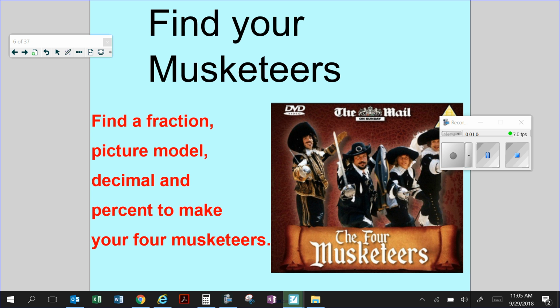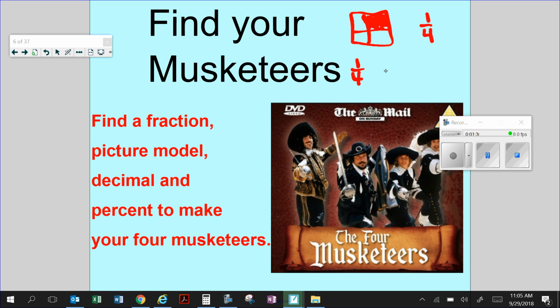So what you're going to be doing is finding your musketeer. You will be going around the classroom looking for a fraction, a picture model, a decimal, and a percent. For example, maybe you'll see a fraction model look like this. What fraction is being shaded here? 1/4.